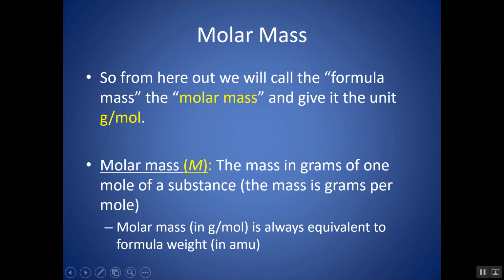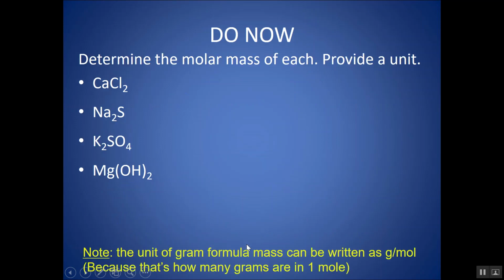So from here on out, we're going to call the formula mass the molar mass because it's the mass of the mole. And we're going to give it the unit g/mol, standing for grams per mole. We might see the symbol capital M for molar mass. Molar mass is the mass in grams of 1 mole of the substance. We get it the same way we were getting the formula mass, but the only difference is we're putting a unit of grams after it, or grams per mole. It's always equivalent in value to the formula mass, but has a different unit.